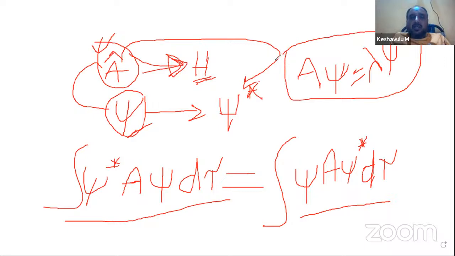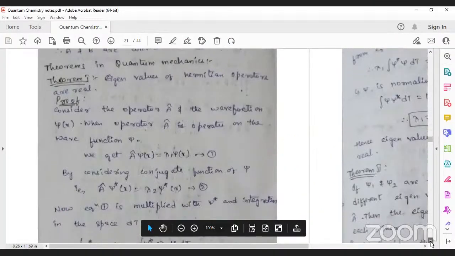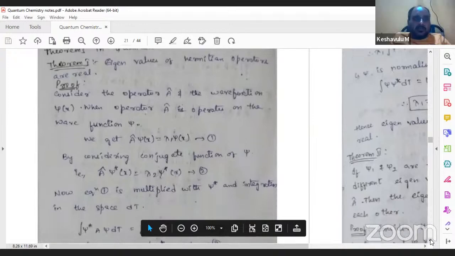So we are going to apply these two conditions, then we will get the solution of theorem 1 easily. Is it clear? Okay, sir. So now we'll see our theorem, right? Is it visible to you? Yes, sir. Just see the theorem.